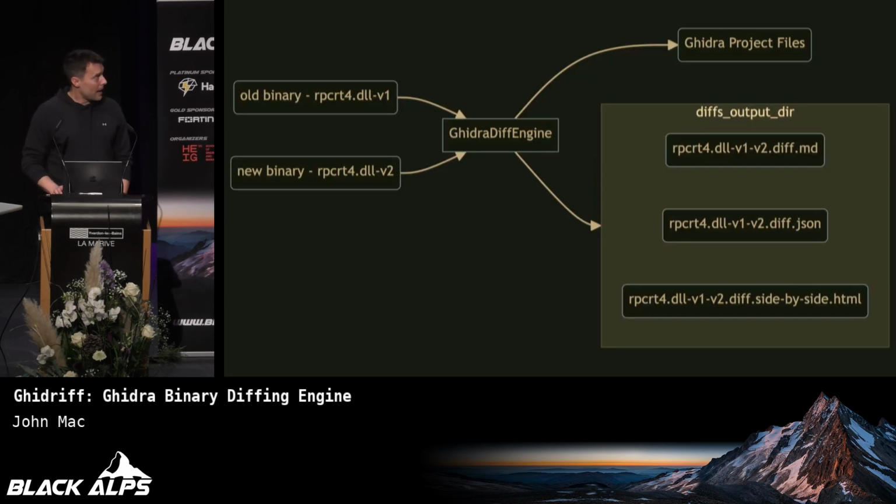At a high level, it takes two binaries as input, and then it spits out all the Ghidra project files. It will create a new Ghidra project, which you can go and analyze later. It also produces a markdown report. It captures all the diff results in a JSON file, and you have the option to export as HTML as well.